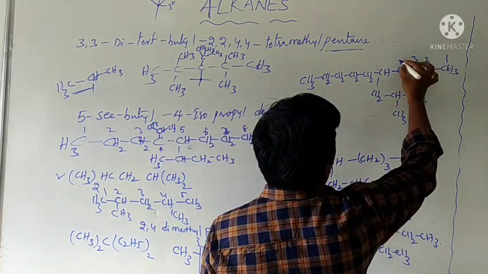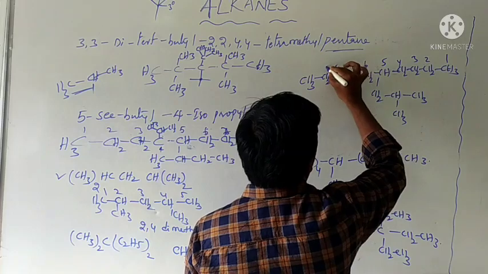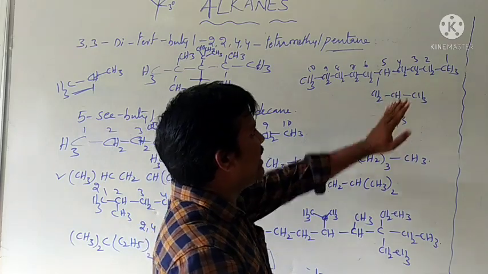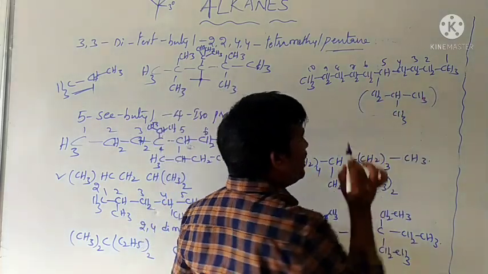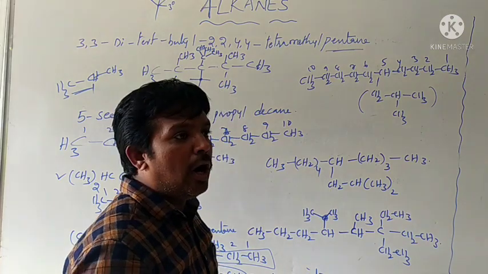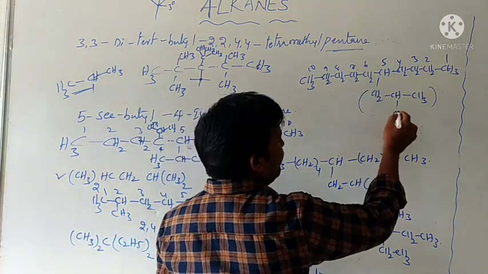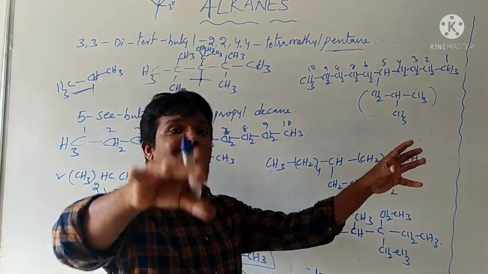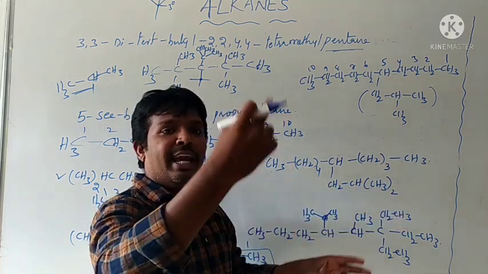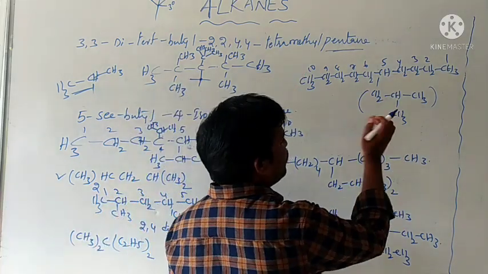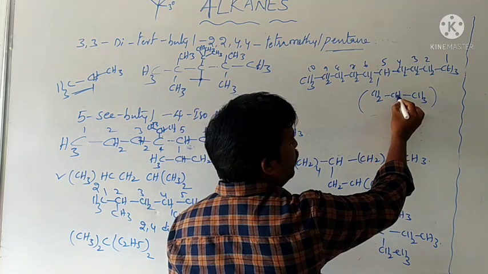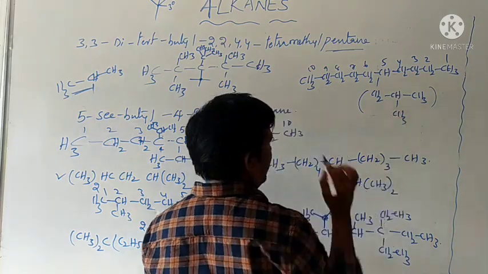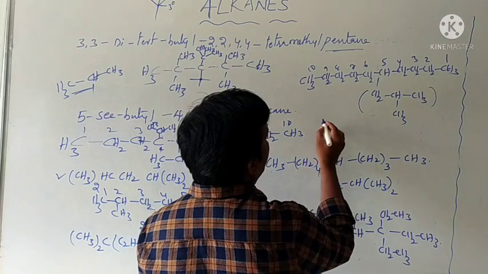Therefore, 1, 2, 3, 4, 5, 6, 7, 8, 9, 10. Therefore, at the 5th position there is one substituent. The substituent is like a complex substituent. Therefore, in case of complex substituents, that complex substituent name we have to mention in brackets. What is the complex substituent? Therefore, 1, 2, 3. Therefore, 2-methyl butane or isobutane.